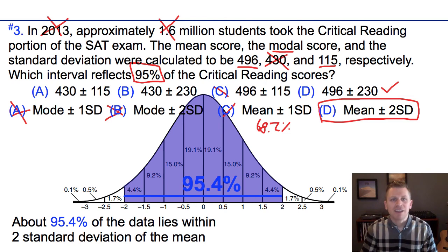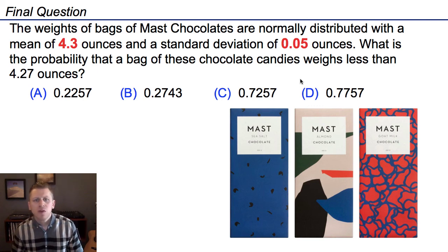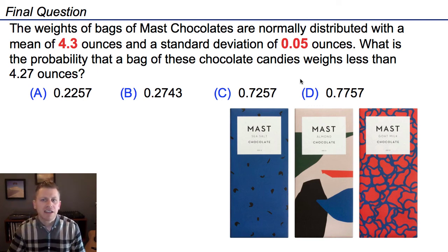Let's try one final example. In this final question, we're talking about the weights of bags of chocolates that are normally distributed with a mean of 4.3 ounces and a standard deviation of 0.05 ounces. If this is true, what's the probability that a bag of these chocolate candies weighs less than 4.27 ounces?